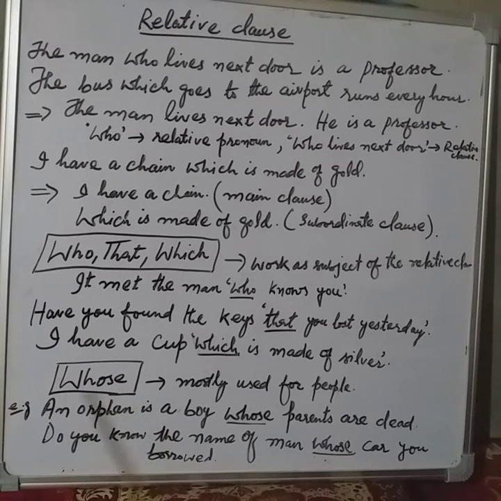Now let's move further. Whose is also used as a relative pronoun in a relative clause, but it is mostly used for people. For example, here are sentences. An orphan is a boy whose parents are dead. So whose parents are dead becomes a relative clause. Whose is used here as a relative pronoun.